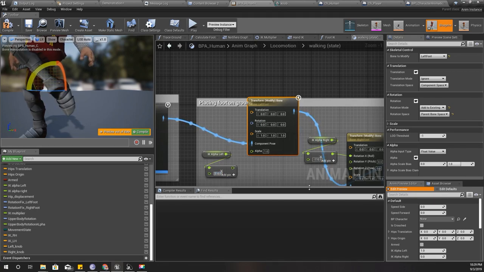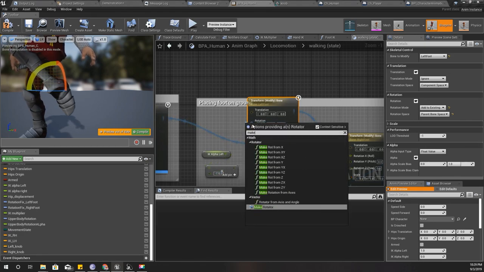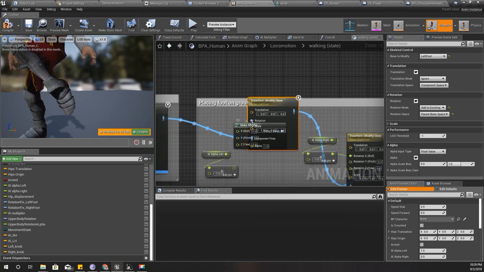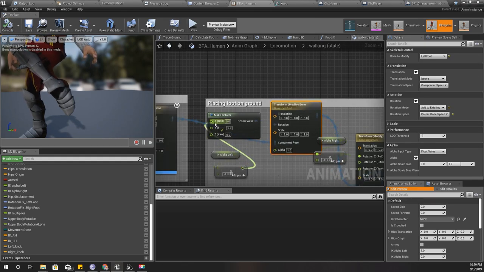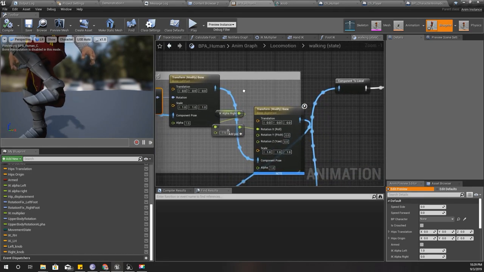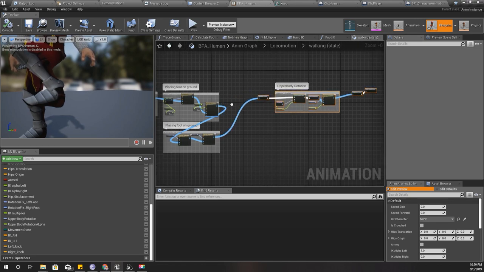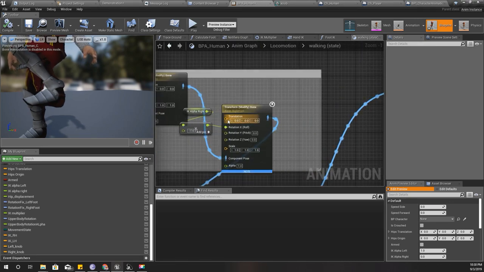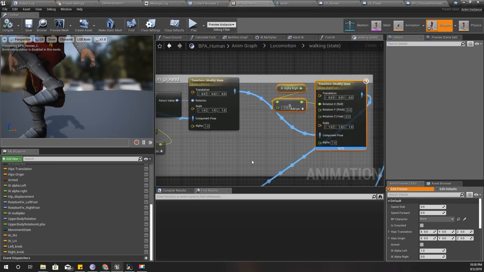Alright, so this was minus 110 before. I'll make a rotator and see if I get the note. No. Okay, then I'll connect it like this. Alright, this is odd. This is really odd, but it works. So let's fix the other node as well. Maybe this is a bug in Unreal, I don't know.